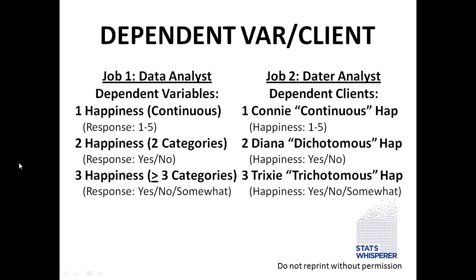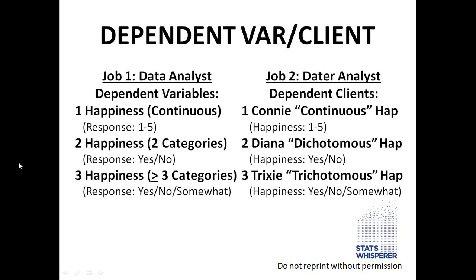So for our job 1 as a data analyst, your dependent variables are: 1, happiness, measured on a continuous scale. The responses can be from 1 to 5, with 5 indicating more happiness, a continuous measure of happiness. And then number 2 is happiness with 2 categories, a yes-no response. Are you happy? Yes, no.